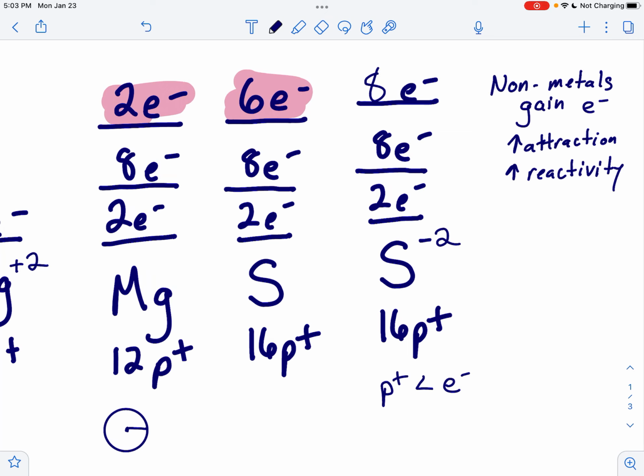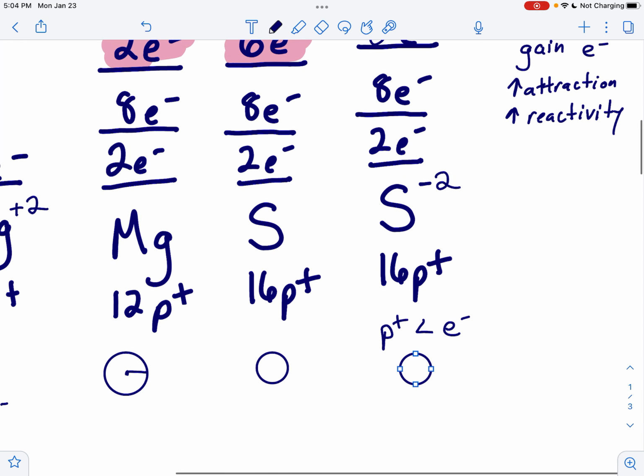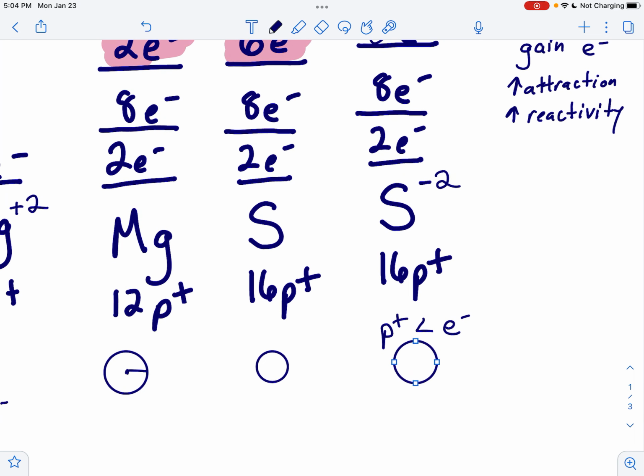Now, because there are more protons than electrons, what's going to happen with our atomic radii? Well, my ionic radii is going to get larger. Atomic radii is when we're talking about a neutral atom. Ionic radii is when that atom becomes its ion.